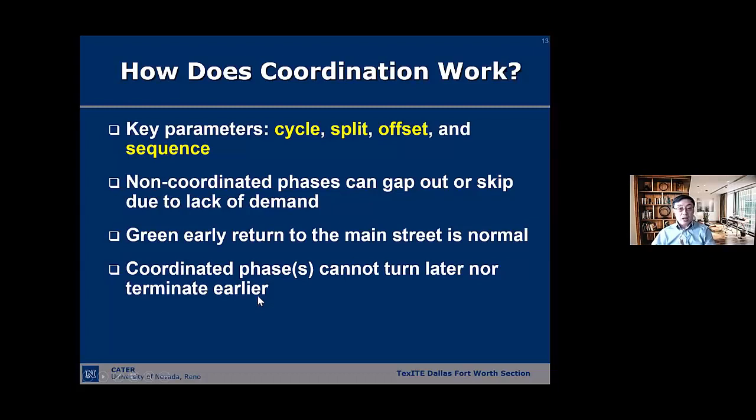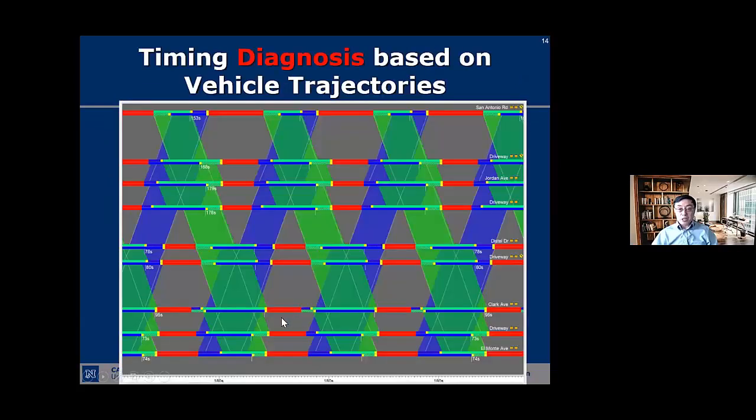So if you found it actually ended earlier, that is the indication something might be wrong. So you really need to know this rule, and this is how to judge if the timing is running correctly or not. Using vehicle trajectory and plotting on a time-space diagram is a good way of doing the diagnosis. But here I want to explain the time-space diagram a little bit.